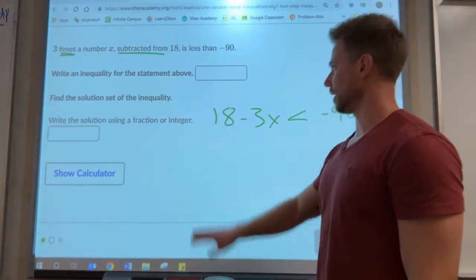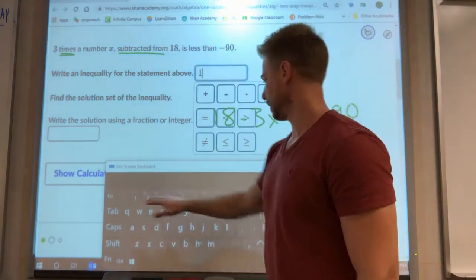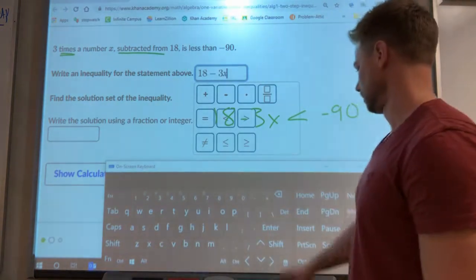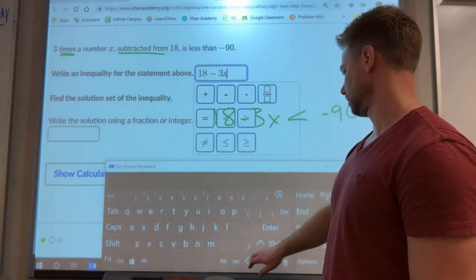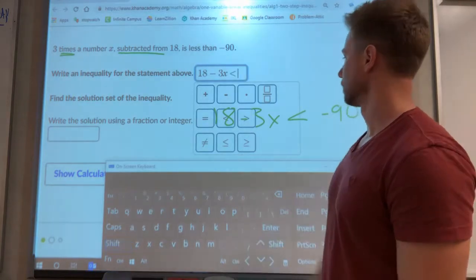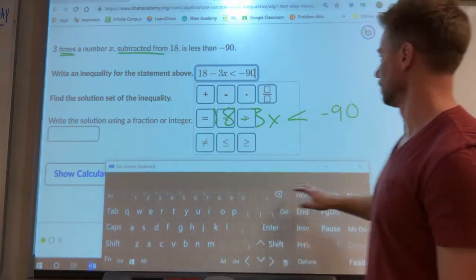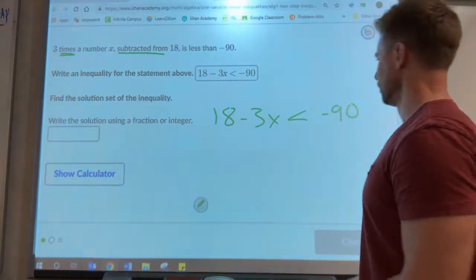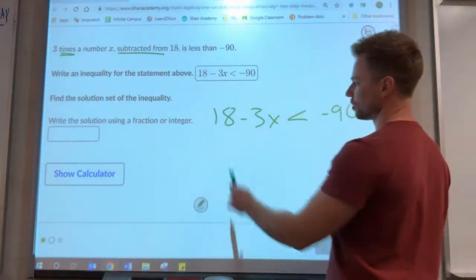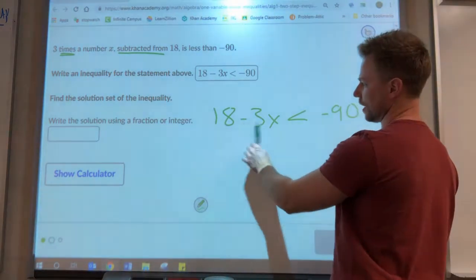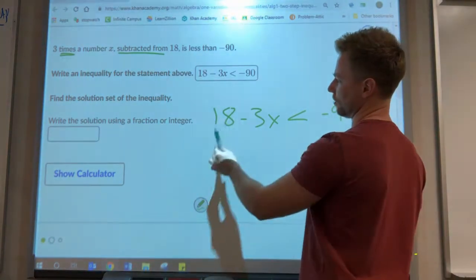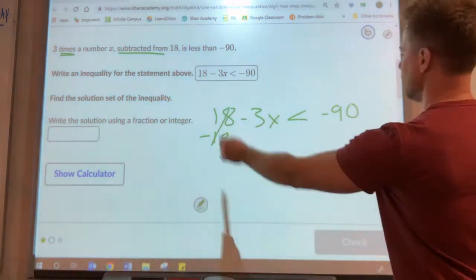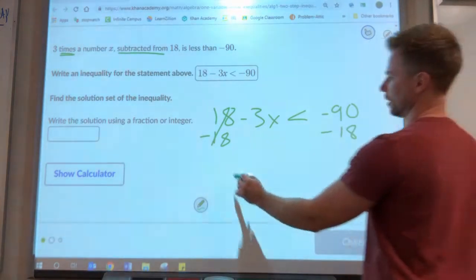So let's plug in that inequality. 18 minus 3x is less than negative 90. Good, then we need to solve that. So we need to get rid of that 18 first. Remember, that's not a negative 18. This negative is with the 3. This is a positive 18. So we do the opposite, which is subtract. That goes away. What you do to one side, you do to the other side.